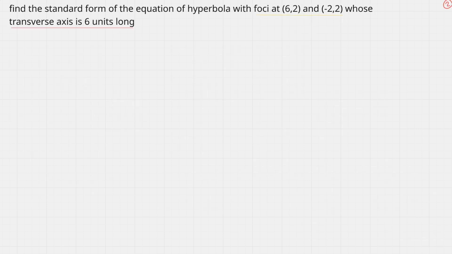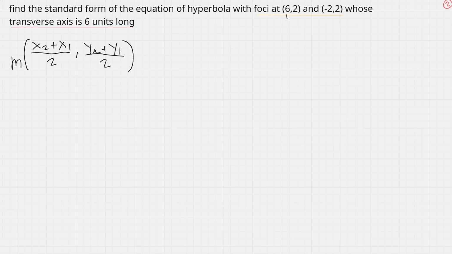Now for our second question, we are tasked to find the standard form of the hyperbola given with foci at (6, 2) and (-2, 2), whose transverse axis is 6 units long. Let's find our center. Again, our center is the midpoint of the vertices and foci. So we can use our midpoint formula to get our center. We have (x sub 2 plus x sub 1) over 2, comma, (y sub 2 plus y sub 1) over 2.